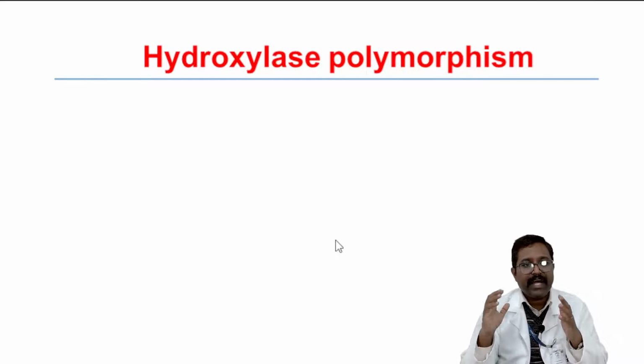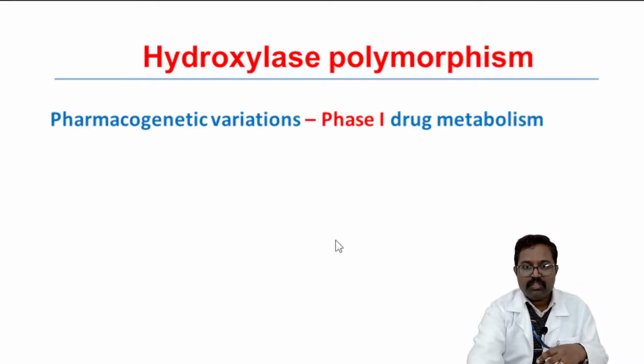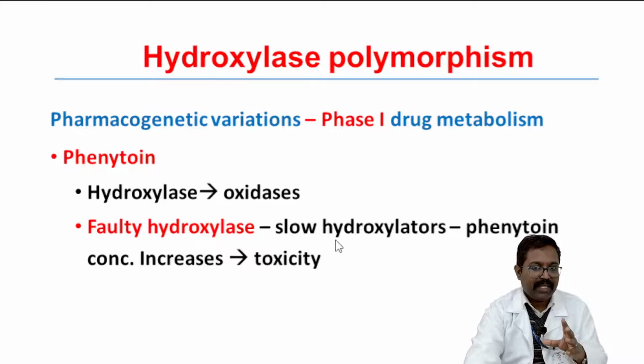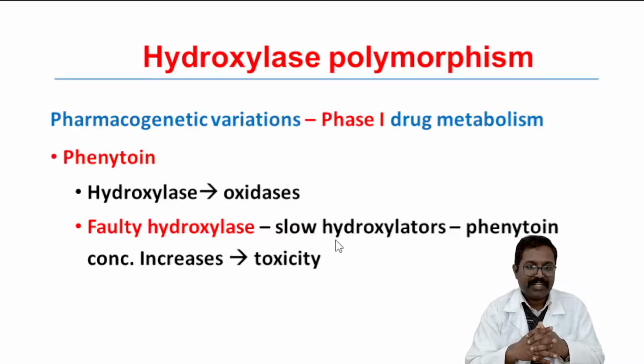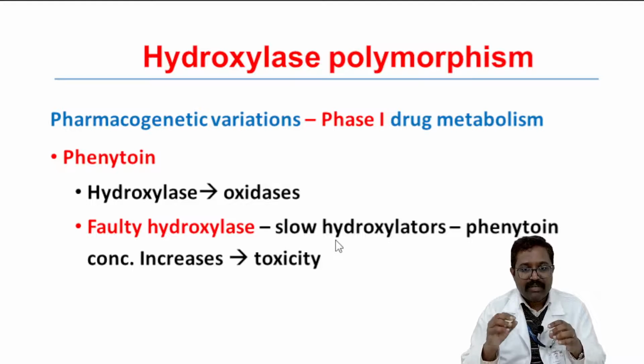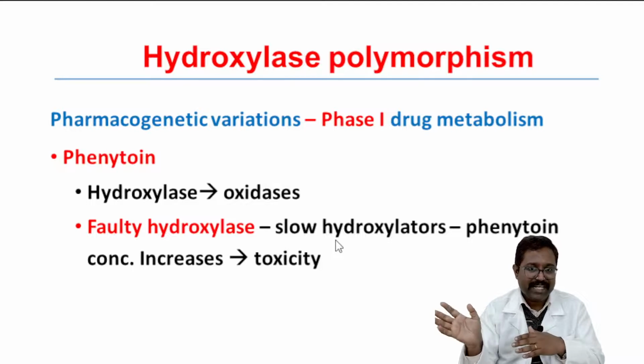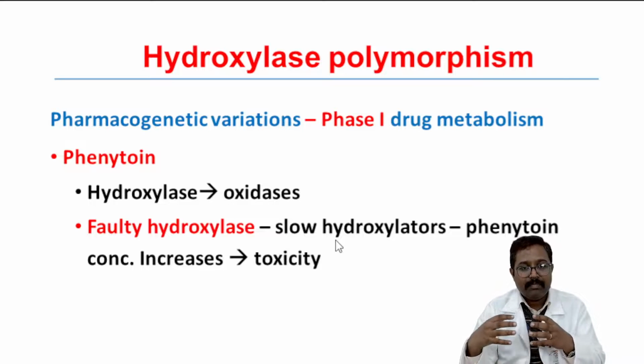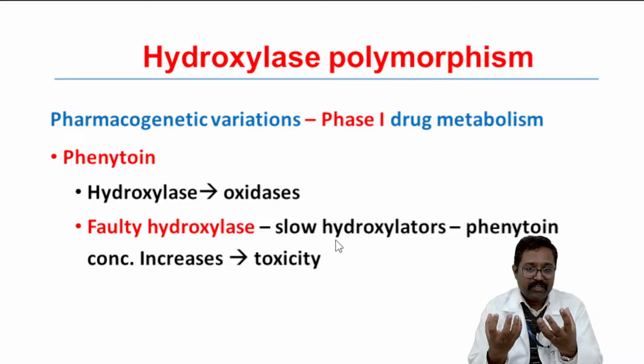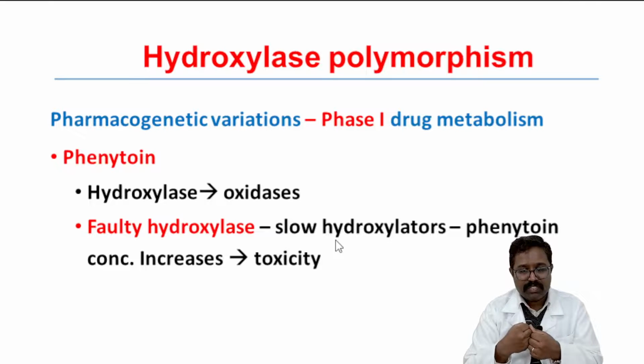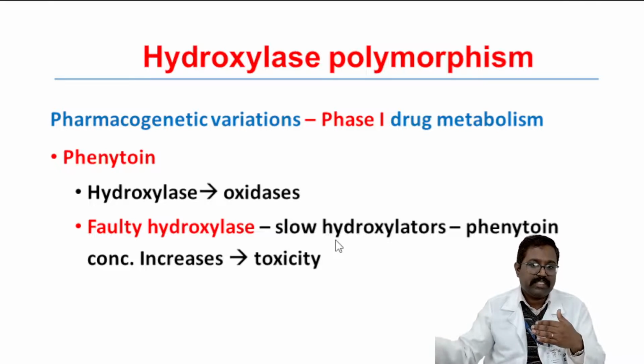Coming to the hydroxylase polymorphism, please remember this is again a type of phase 1 drug metabolism reaction. The example is phenytoin. Phenytoin is going to undergo hydroxylase as well as oxidase reactions. A faulty enzyme or faulty hydroxylation process will lead to slow hydroxylators. Phenytoin will get accumulated, leading to an increase in plasma concentration that can lead to toxic responses.